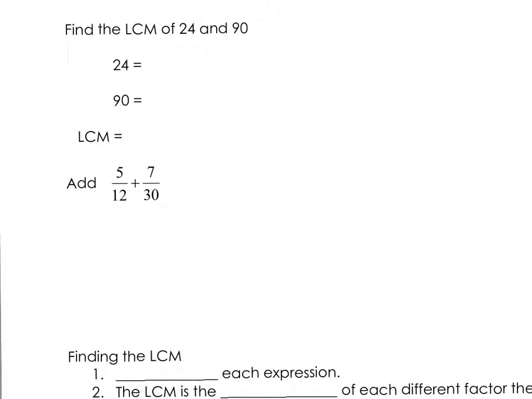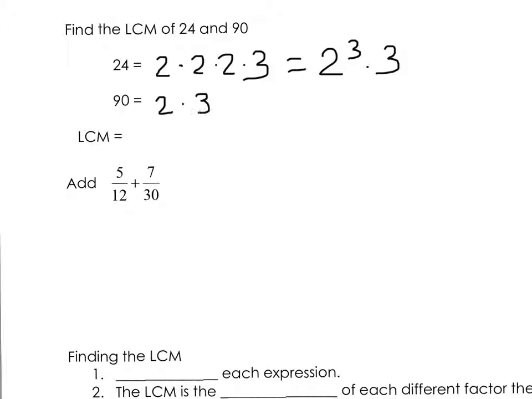Begin with a prime factorization. 24 is 2 times 12, and 12 is 2 times 2 times 3. We could write it 2 to the third times 3. 90 is 2 times 45, and 45 is 3 times 3 times 5. So 2 times 3 squared times 5.